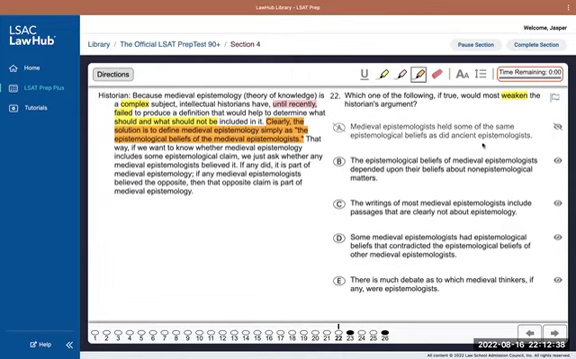B, the epistemological beliefs of medieval epistemologists.